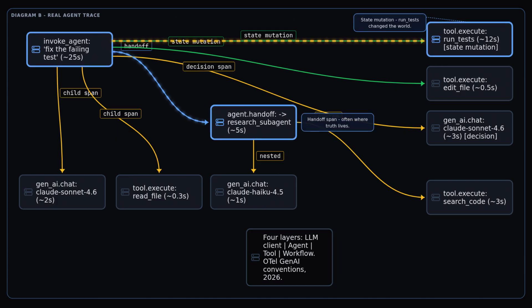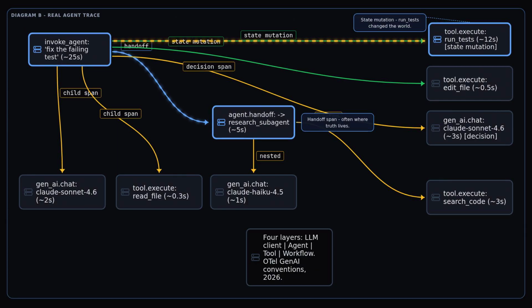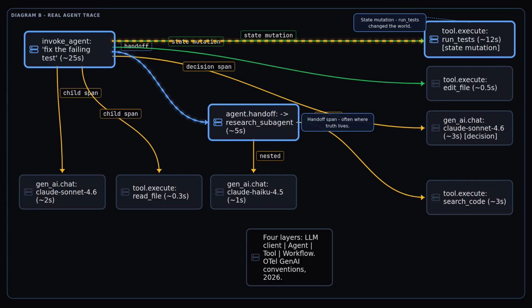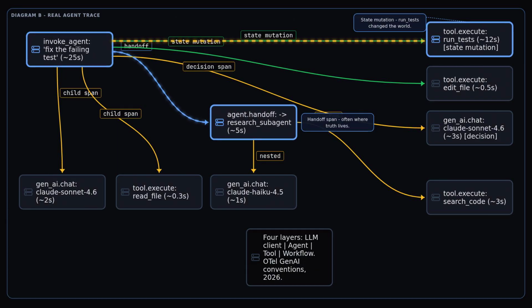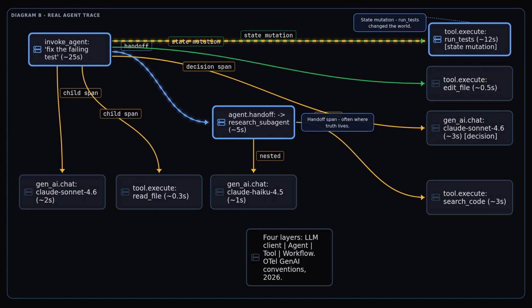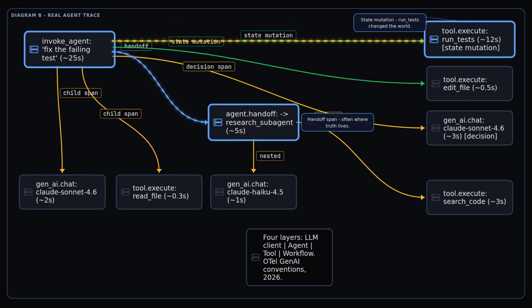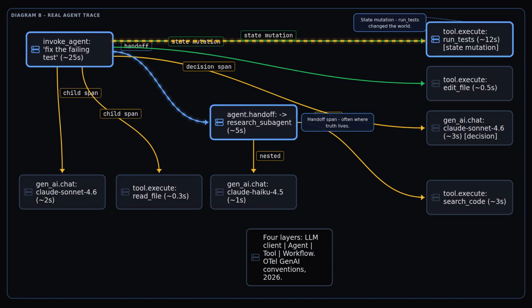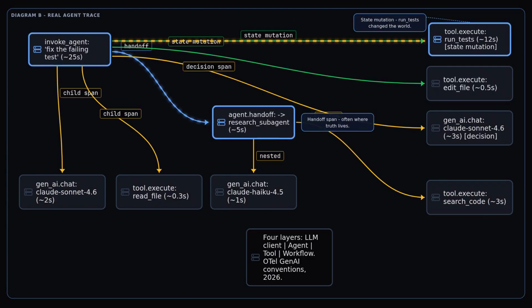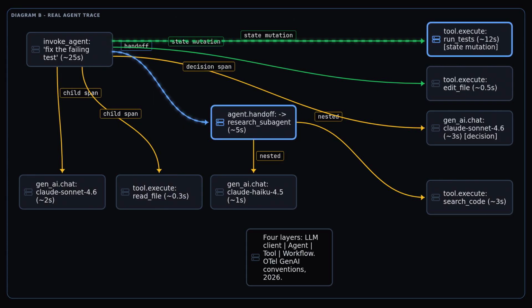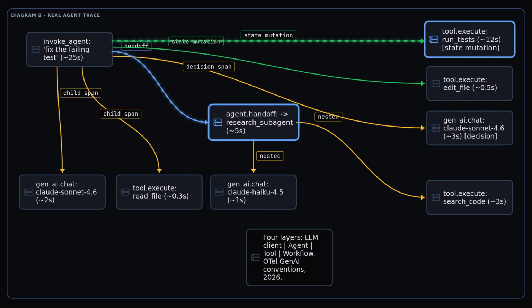Here's what a well-instrumented agent trace looks like. Top of the tree, the invoke agent span, the root, 25 seconds. Underneath, nested children, the LLM call, the tool executions, the handoff to a subagent with that subagent's own nested spans inside. 4 layers of spans: LLM client, agent invocation, tool execution, workflow, and handoffs. All 4 required, all 4 labeled with the same OTel vocabulary. 4 layers, 1 standard vocabulary, 1 queryable tree per agent run. That's the foundation. Most teams stop at instrumenting LLM calls, and that's why they can't debug.